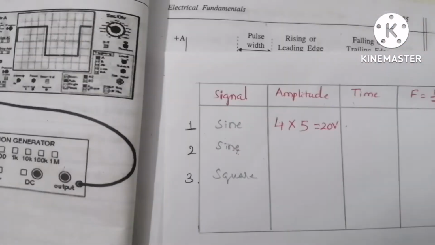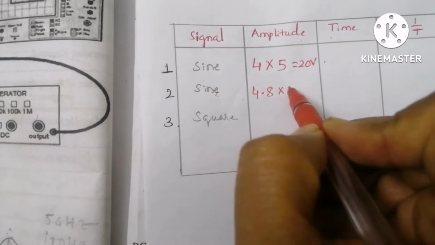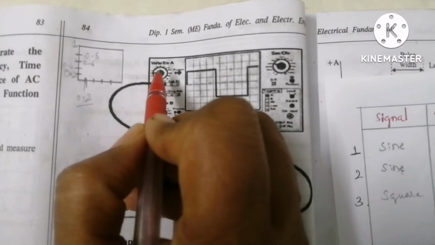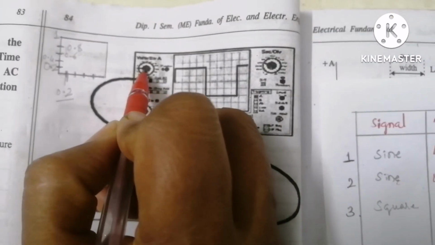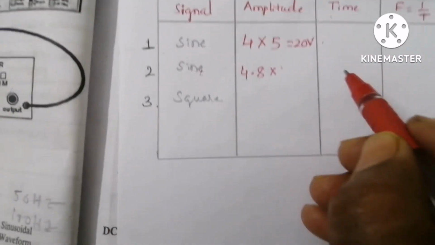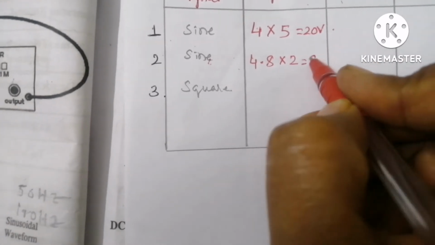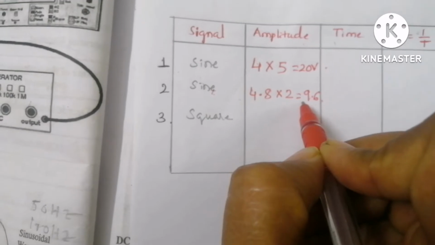So I will write it here: 4.8 divisions. Suppose the volt per division in the CRO is kept at 2 volts, then I can take the one division value as 2, then it is equal to 9.6 volts. So this is how we can measure the amplitude.